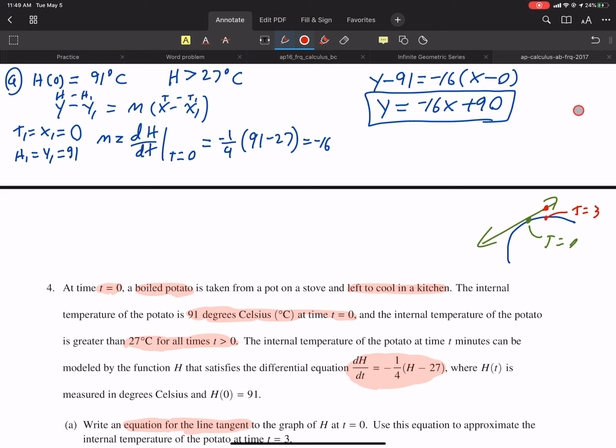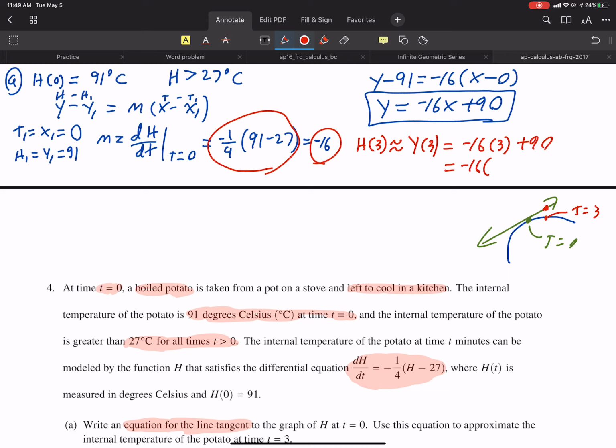That's the logic. So here's what I want to do. I want H of 3 is approximately equal to y of 3, which is negative 16 times 3 plus 90. Don't simplify. And in fact, you could have, instead of using this, you could have plugged that in. And so this would have been an appropriate answer also.